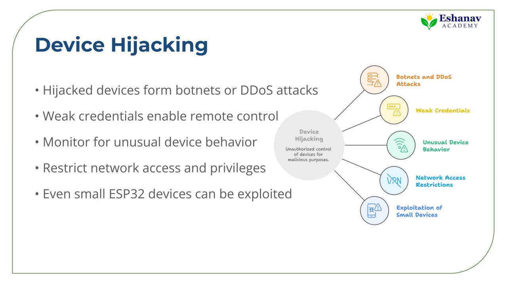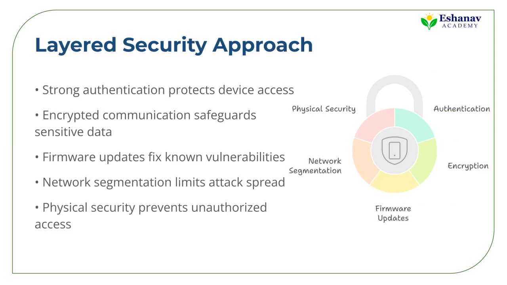Mitigation requires monitoring for anomalies, limiting network access with firewalls or VLANs, and applying the principle of least privilege so devices only communicate with necessary endpoints. Reflective question. If one device in your ESP32 deployment is hijacked, how quickly could you isolate it and prevent further damage? Here's a structured approach to securing IoT systems.